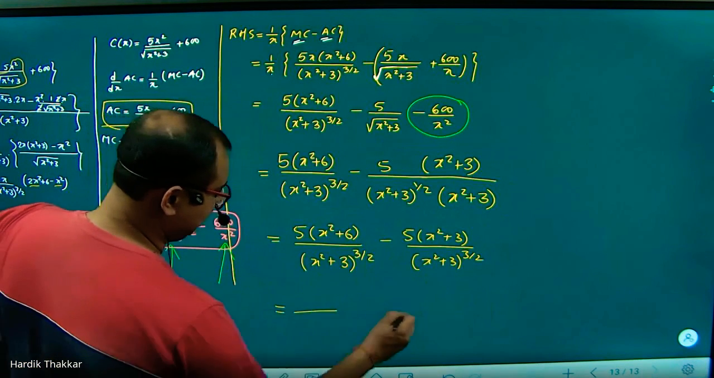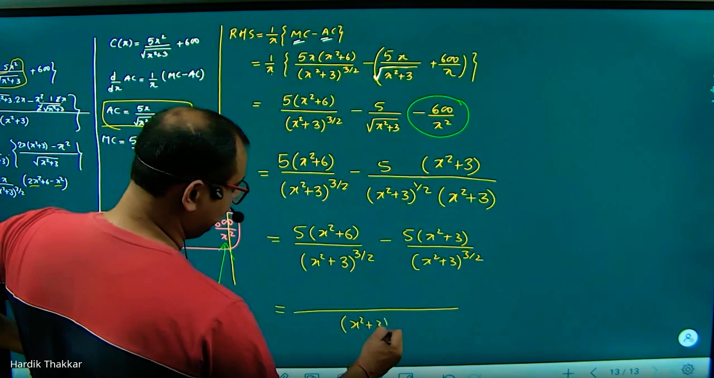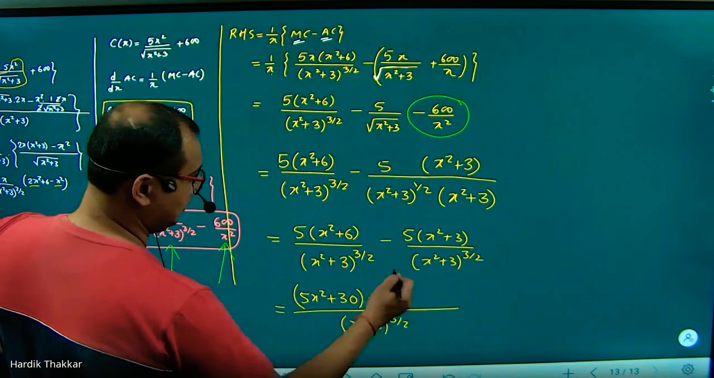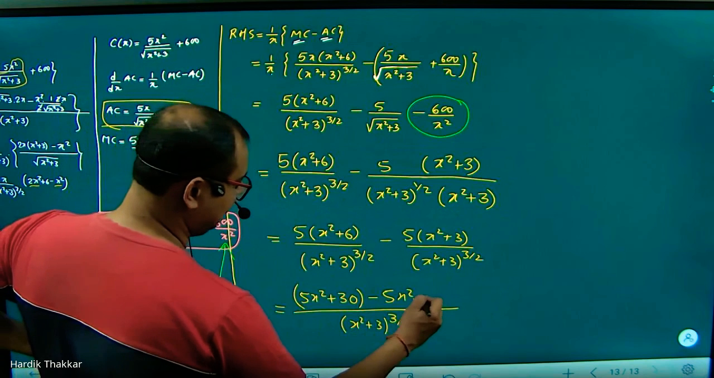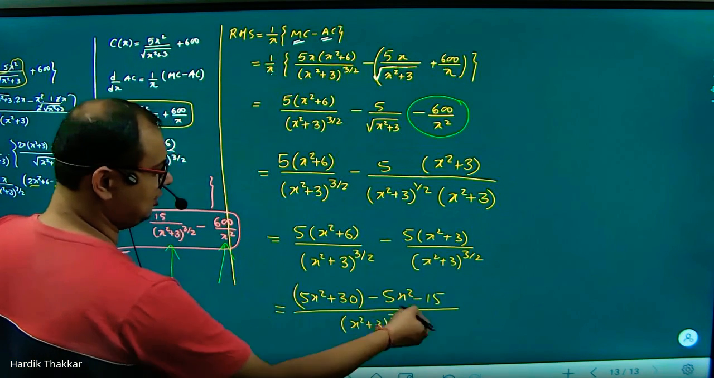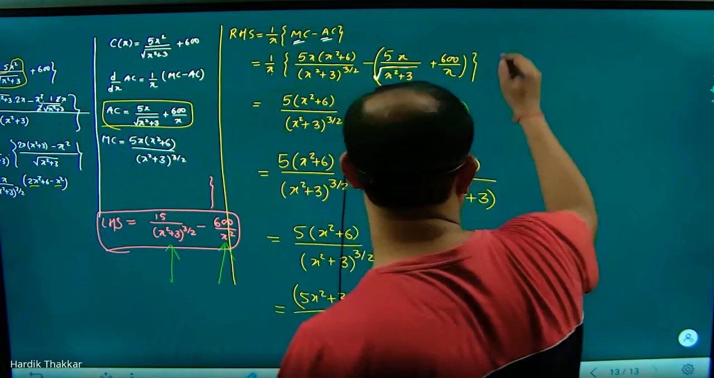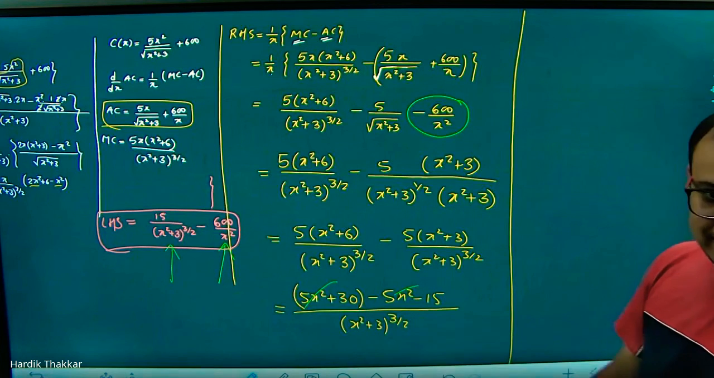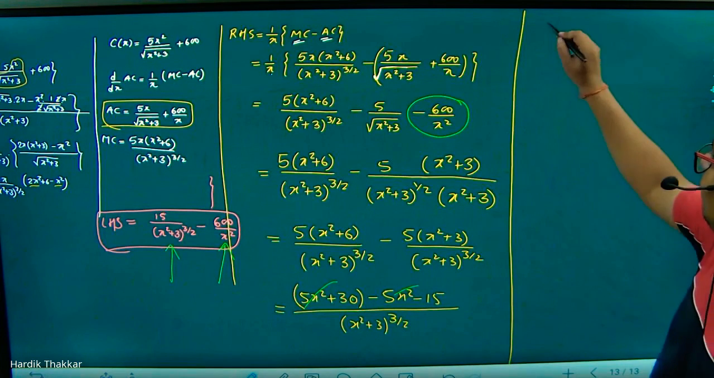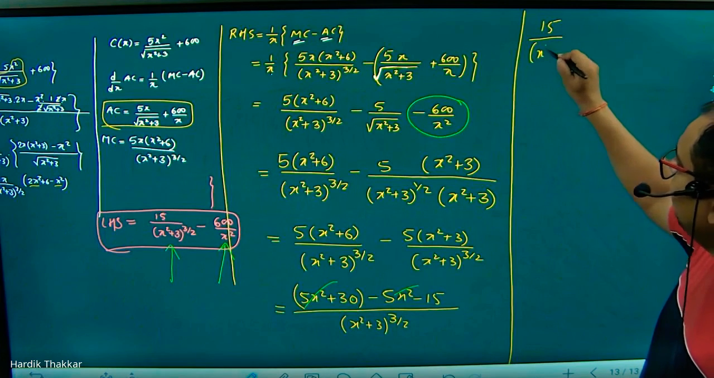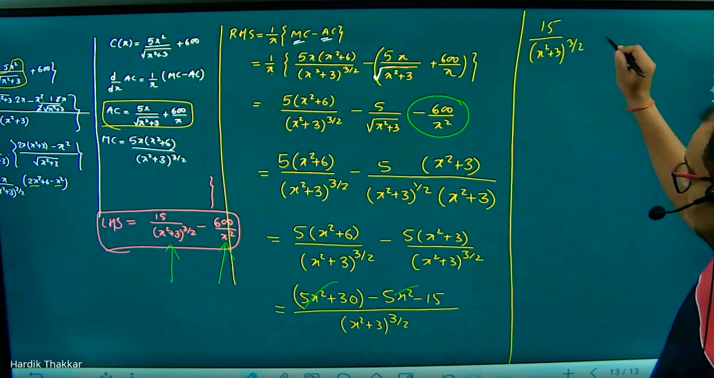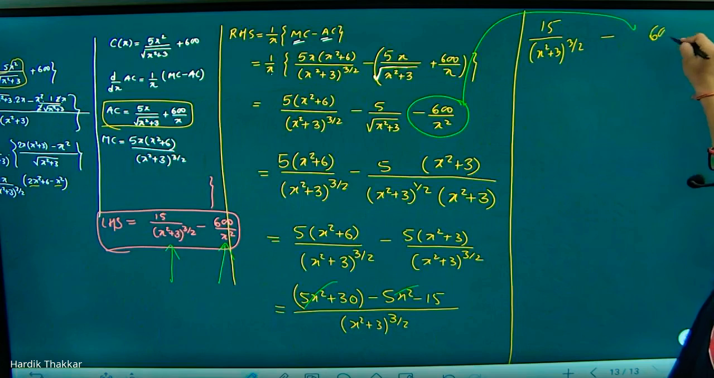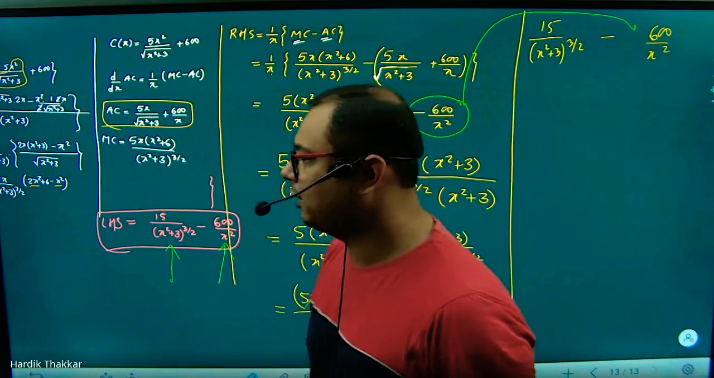Now take LCM here. So it will be x square plus 3 whole raised to power 3 by 2. In numerator it will be 5x square plus 30, minus the multiplication of this, which will be 5x square minus 15. Because minus is there, both the terms will be negative. Further, when we open the bracket, 5x square and minus 5x square get cancelled out. 30 minus 15 will be 15. So we got 15 upon x square plus 3 whole raised to power 3 by 2, minus this term, which is already there so I have not written it, 6 upon x square. So we got LHS and RHS both equal.